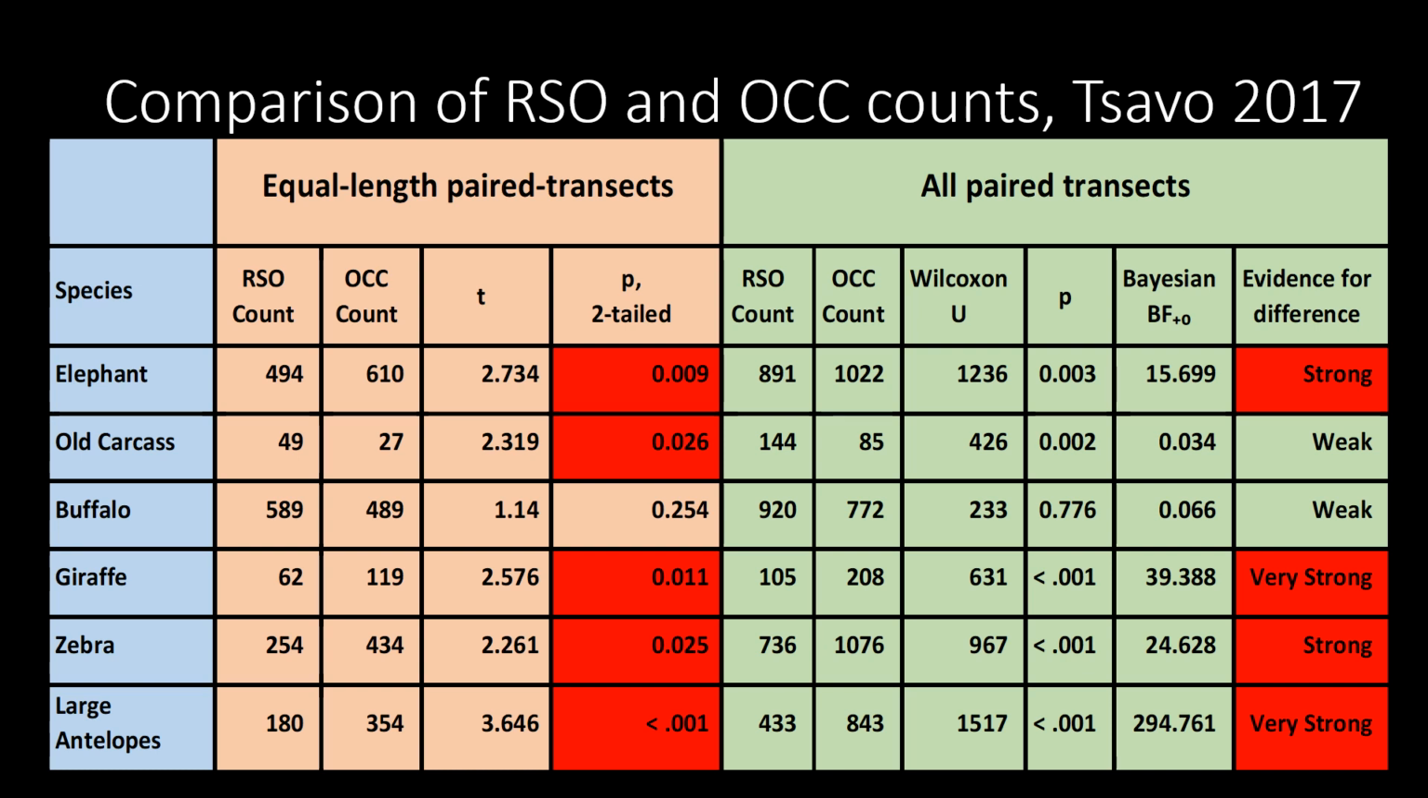Savo 2017 is one of our better direct comparisons between humans and camera counts, and there are some rather interesting differences. What's interesting here is looking at the paired transects in the green column on the right. If you look at the species, the first column in the green shows the RSO count, the human eye estimate, and the second, the OCC count, is the camera estimate. And all species show some differences, with weak or very, very strong significance.